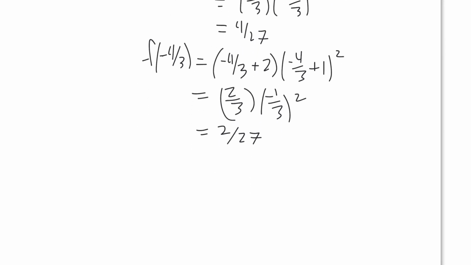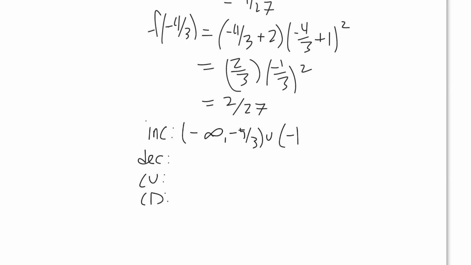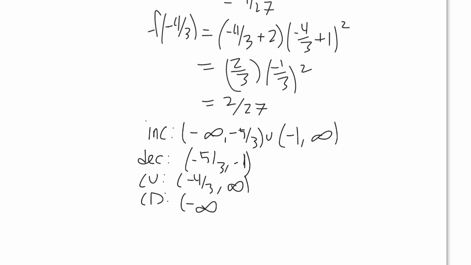All right, we should probably mention those intervals before we forget. So increasing, decreasing, concave up and concave down. Increasing on negative infinity to negative 5/3, union, negative 1 to infinity. Decreasing on negative 5/3 to negative 1. Concave up on negative 4/3 to infinity, and concave down on negative infinity to negative 4/3.